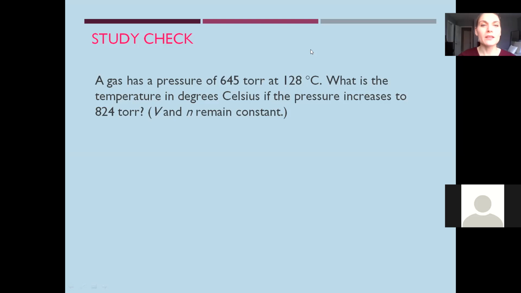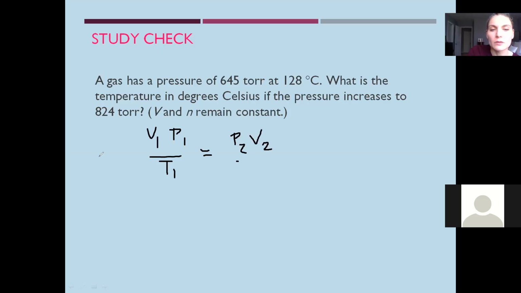So again, if we were to run this one here, we'll just use the combined gas law. V1 over P1, T1, P2, V2, T2. It says a gas has a pressure of 645 torr at 128 degrees Celsius. What is the temperature in degrees Celsius if the pressure increases to 824 torr? V and N are constant. So right off the bat, we're not worried about volume, so we can get rid of that. Now we can go ahead and plug in our numbers. And remember, we're looking for temperature, T2.